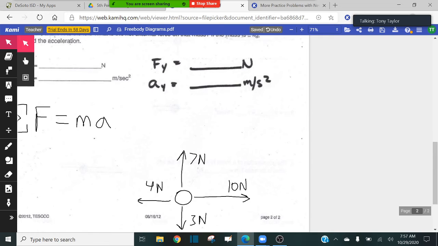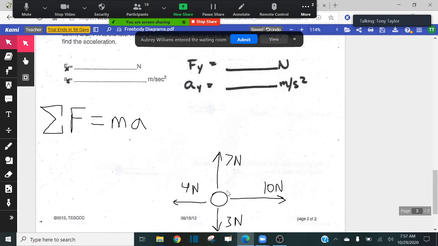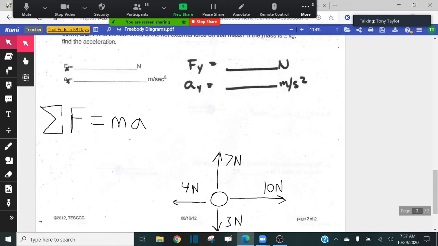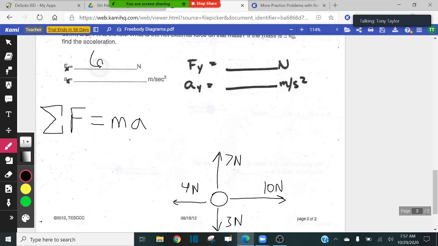Okay, so let us look at the x direction first. The sum of my forces in the x direction, so I have a positive 10 and a negative 4. When I combine those two forces, I'm clearly going to get positive 6 newtons. So positive 6 newtons will represent the sum of my forces in the x direction.